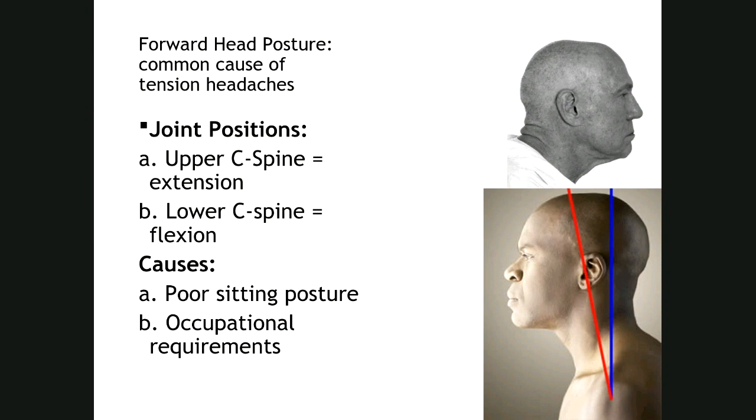We start with forward head posture. This is the common cause of tension headaches. It's been known. The position of the joint in this patient, the upper cervical spine, as you see here, is going into extension, while the lower cervical spine is going to go into a little bit of flexion. So this is forward head posture that I'm talking about when I was talking about the postural dysfunction. So this can be caused due to poor sitting posture, being on your cell phone all day. They refer to it as text neck.